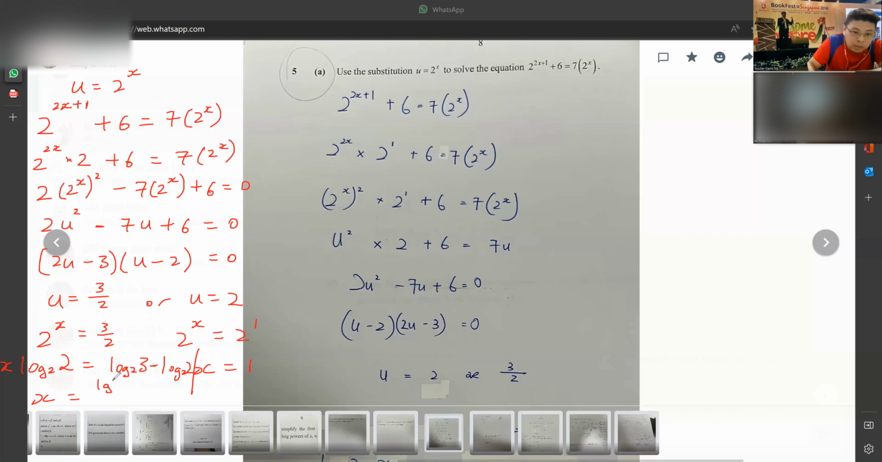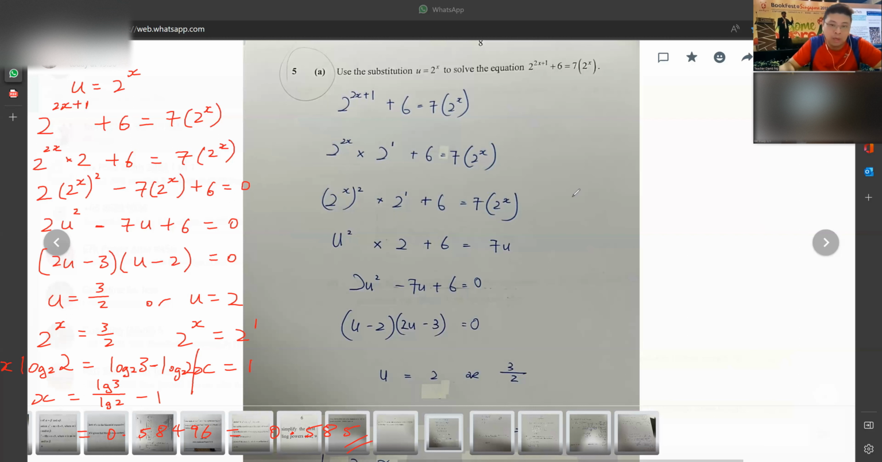This one I can change to base 10, so that I can employ my calculator to get the answer for me. Your calculator will tell you 0.584962. Depends on the question: 3SF, 4 decimal places, 3 decimal places, 2 decimal places. You flip to the front and the front will tell you. Usually it's 3SF. Okay, 0.585 is the answer.